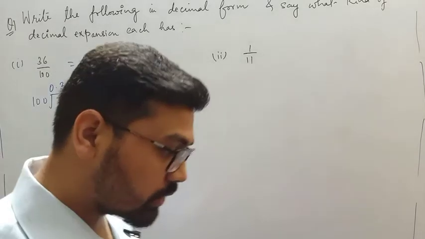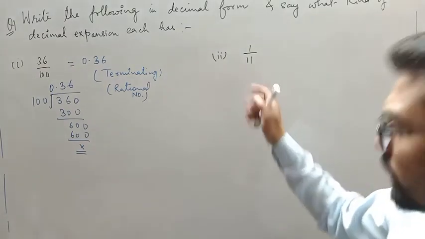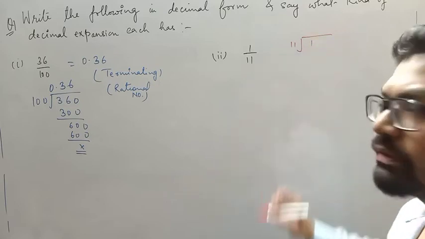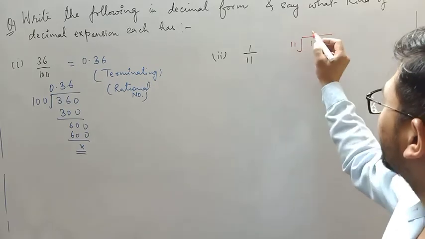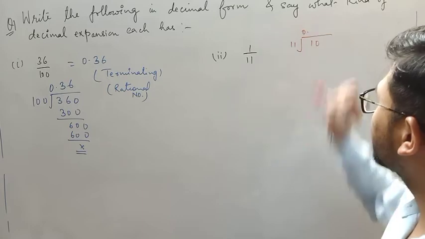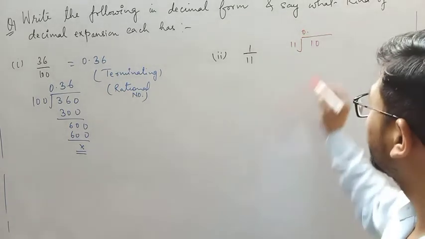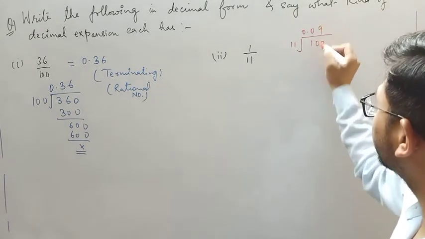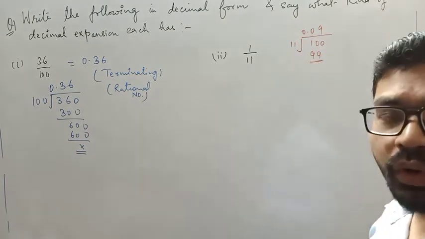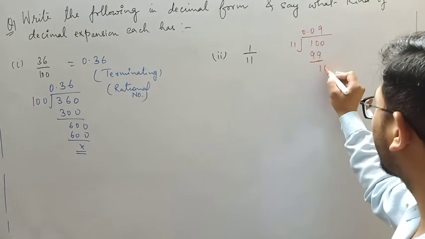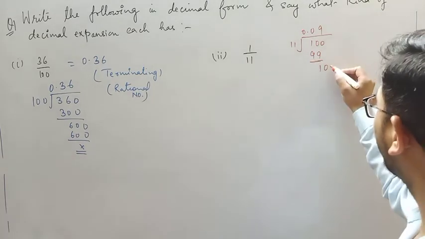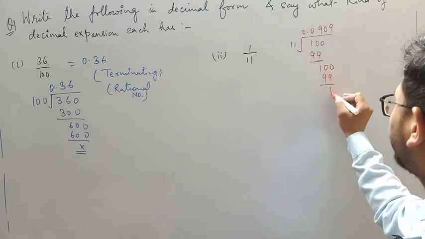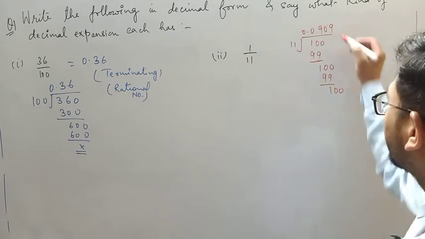Now I think there is no problem in this. Now we will check the next one, which is 1 upon 11. So when I divide 1 by 11, I just need to put one decimal here because 1 is less than 10. Again I need to put 0. Now 11 9s are 99. What I'll get as a remainder is 1. Again I need to put 0. So 11 9s are 99. Again I need to put 2 zeros, so 1 0 here.